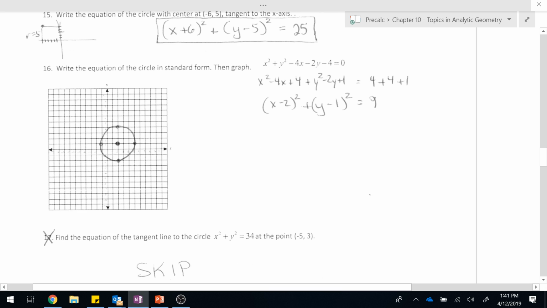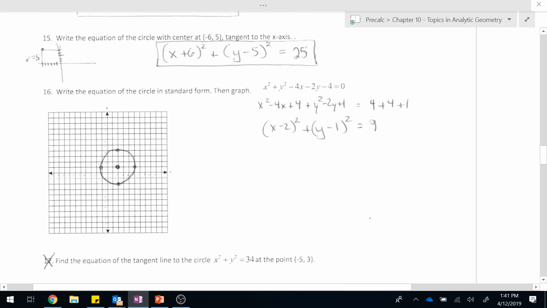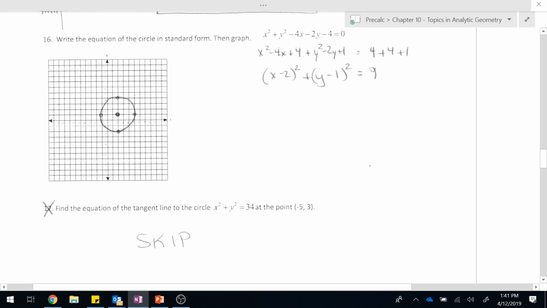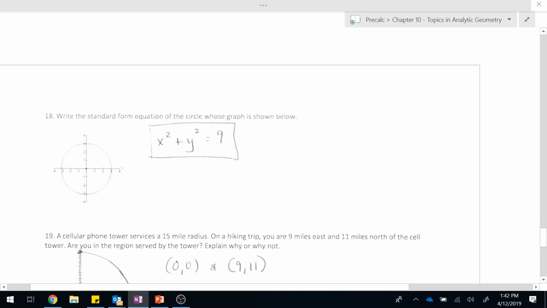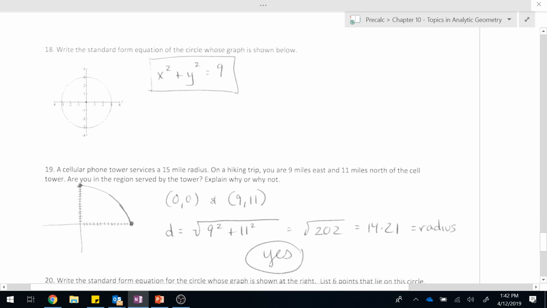Circle, sketch it. Completing the square, (x minus 2) squared plus (y minus 1) squared equals 9. And then you sketch. You've got center (2, 1), radius of 3. Start at (2, 1), go over 3, up 3, down 3, and you're done. All right, number 17, that was fun. Let's skip ahead for a minute. 18, I'll come back to 17, don't worry. 18, x squared plus y squared equals 9. You just read the graph.